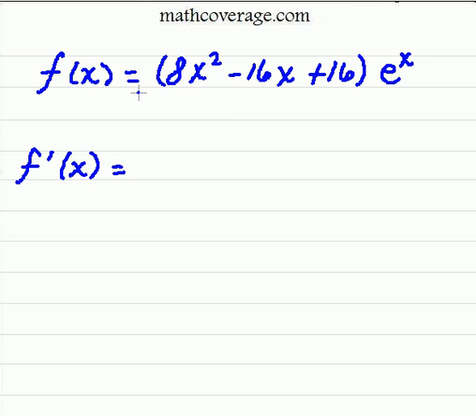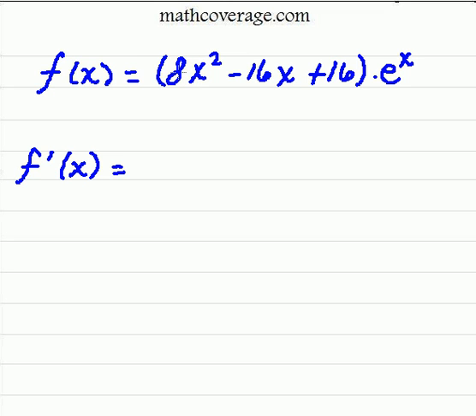Right, this looks like a fun one here. We have f of x equal to (8x squared minus 16x plus 16), all in parentheses, times e to the x. And so what we're going to do is use the product rule, and I'm going to take the derivative of 8x squared minus 16x plus 16 first. And so let's do this term by term.